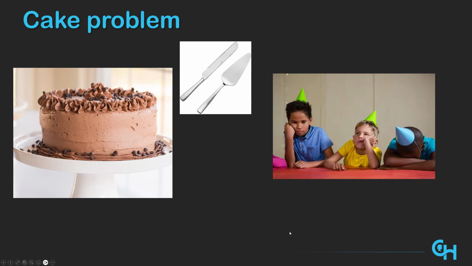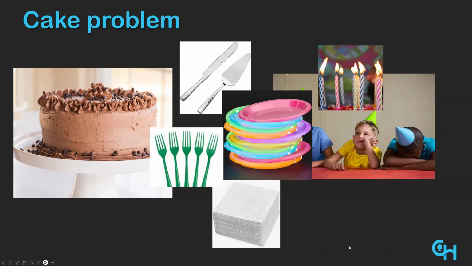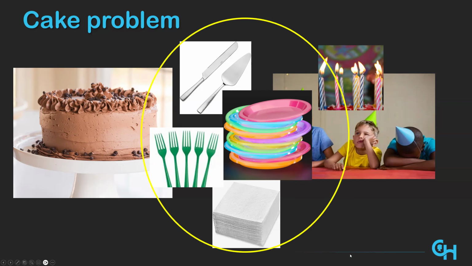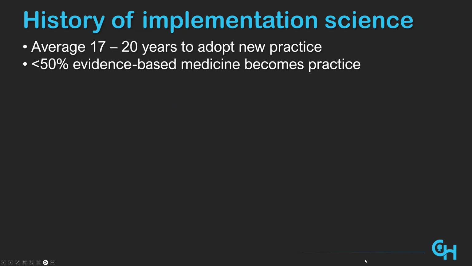And so this is where implementation science comes in. You need tools to get the cake to the people, right? You need serving tools, you need plates, you need forks, napkins, candles for the birthday party. And all of this together is what implementation science is designed to do, to bring the products of research to the people who need it, who would benefit from it. So using those tools to connect the cake to the kids hopefully results in a happier group of kids and a healthier group of kids in our situations.